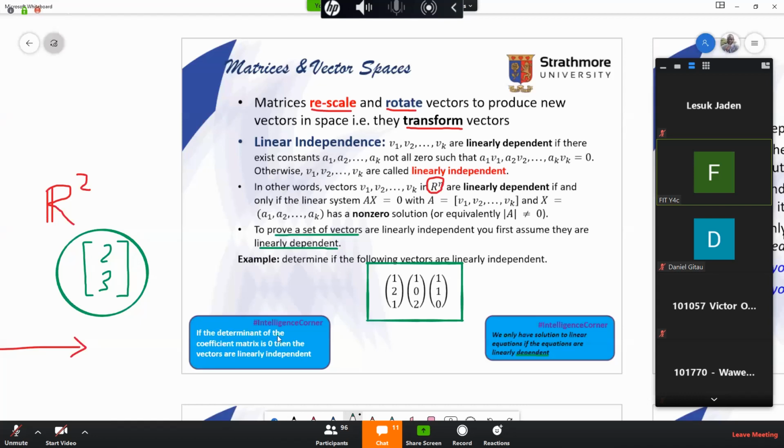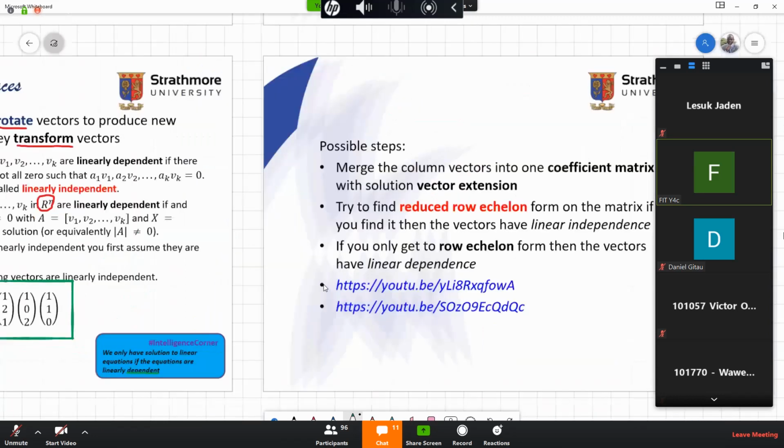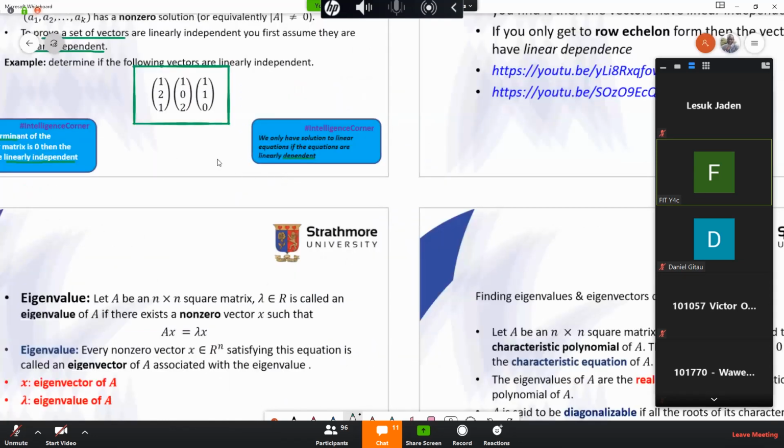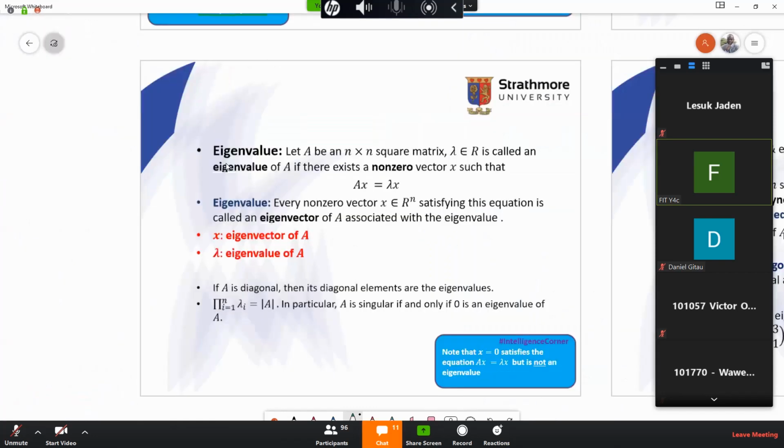So you see the connection between the determinant and the dependency of the vectors, etc. And this is tied together with the coefficient matrix. So these are just things for you to know before you can go through some deep learning or some machine learning. So how do we tie that relationship? We tie that relationship by summarizing it here in eigenvalues and eigenvectors.